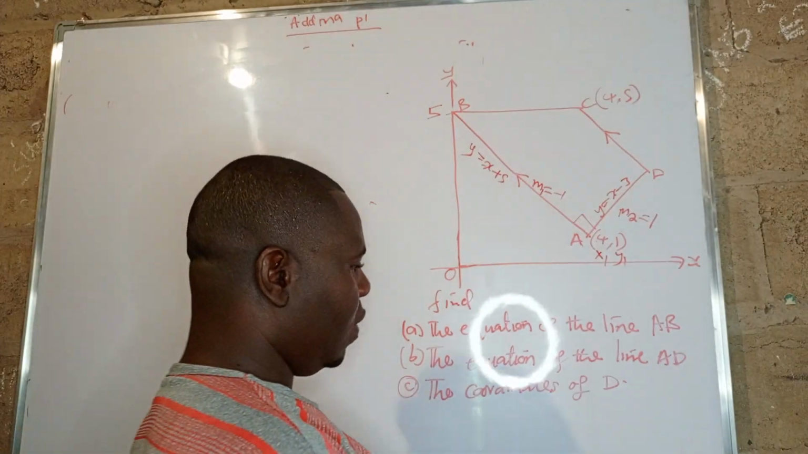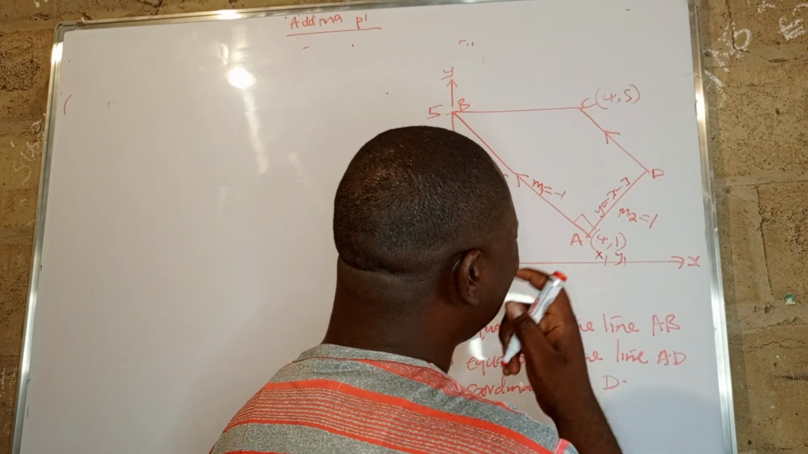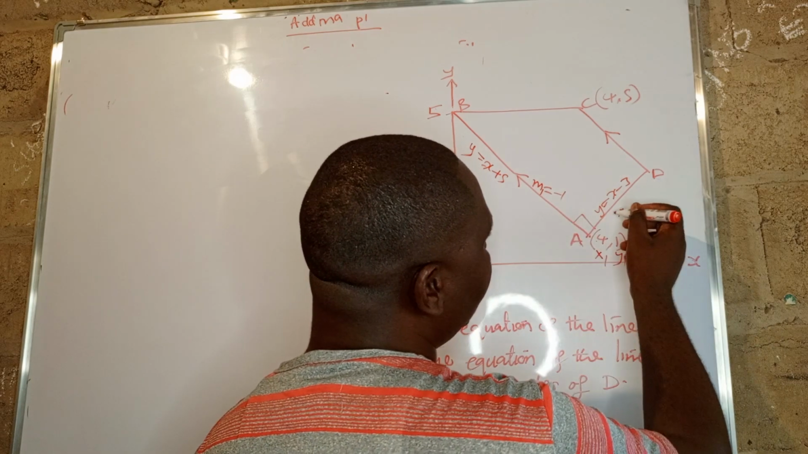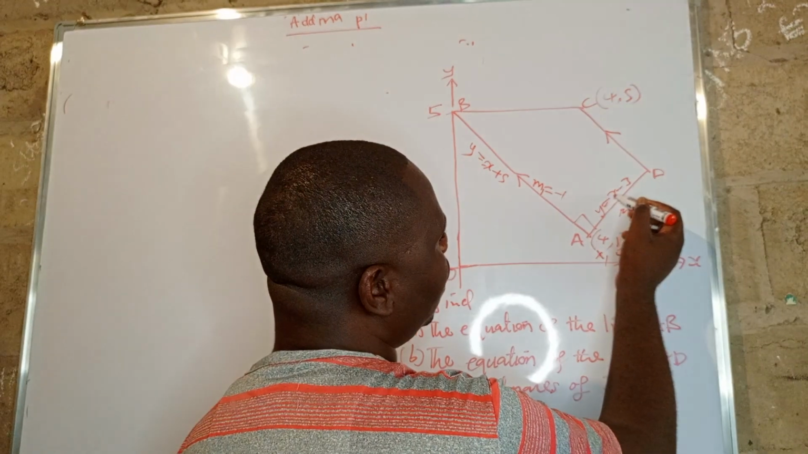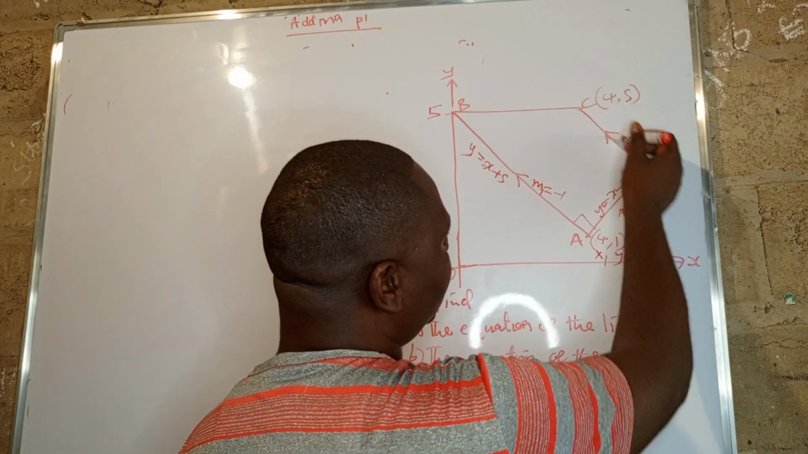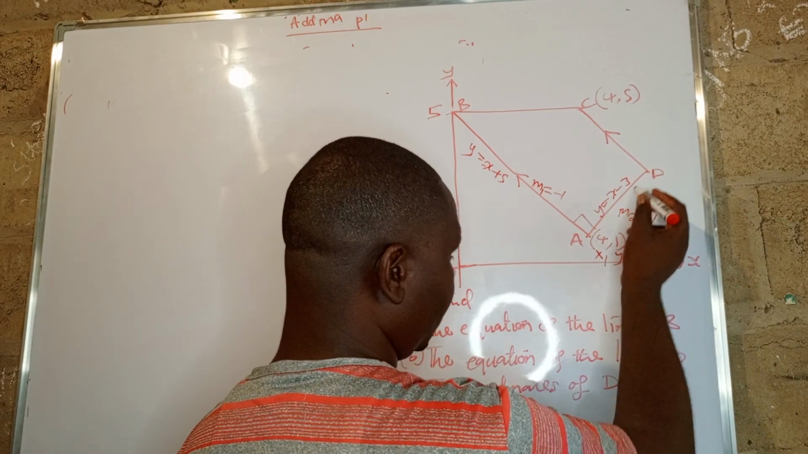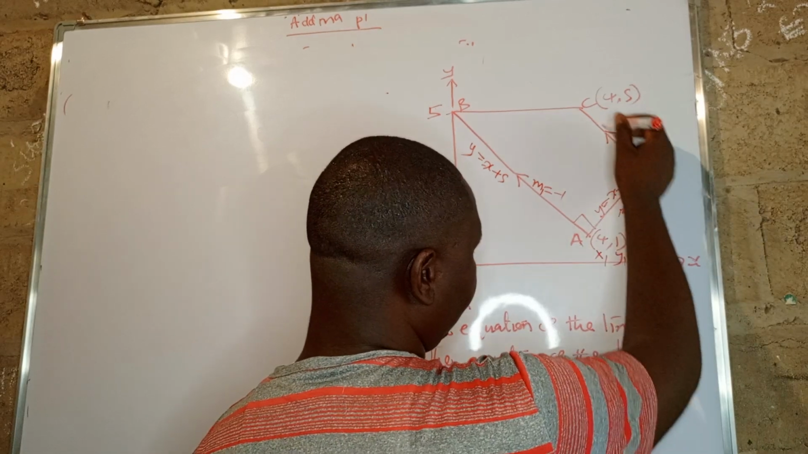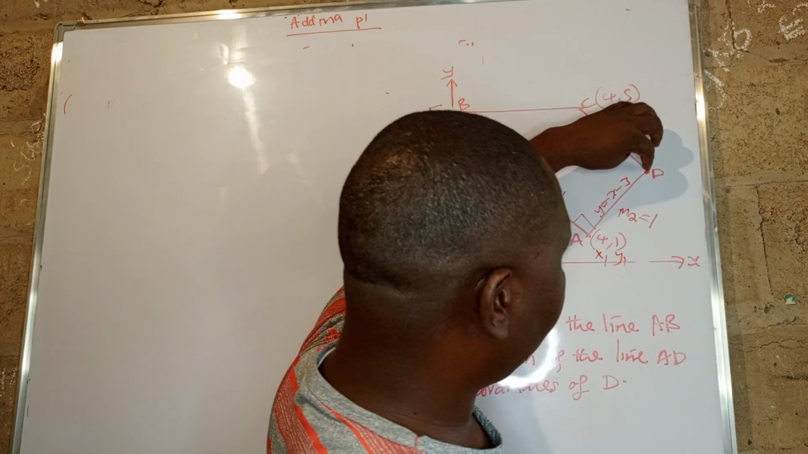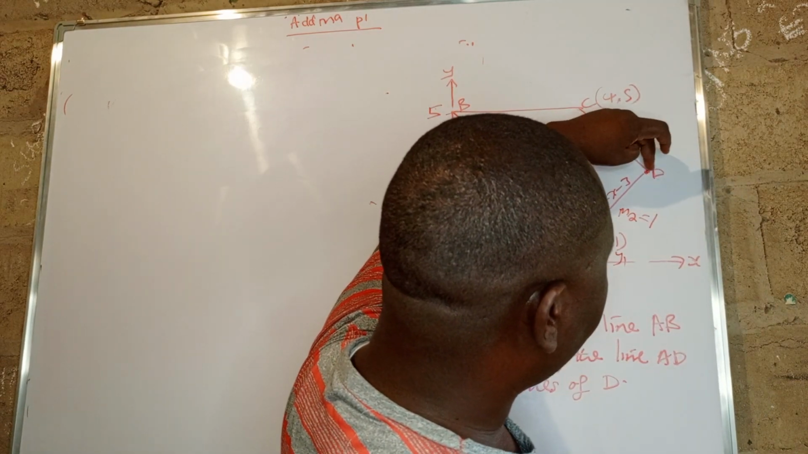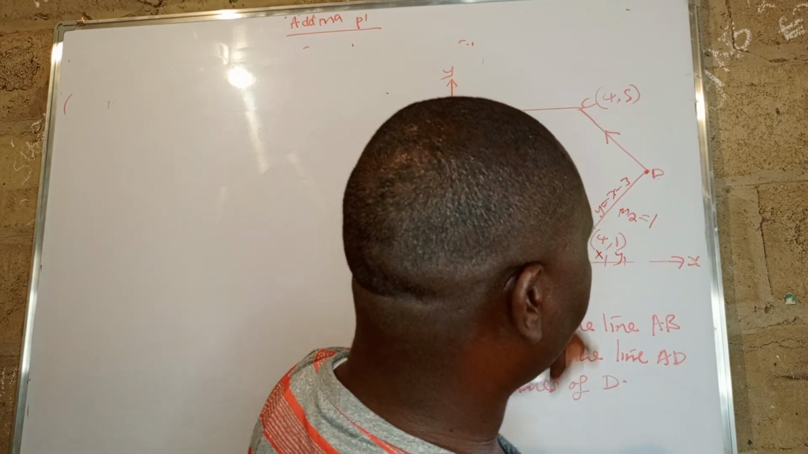The coordinates of D. They want us to find the coordinate for this point D. First we need to know the equation for this one, which we have already found, which is y is equal to x minus 1. Then the equation for this one, because point D is the point where this line and this line meet. So for us to find point D, we need to solve the equation for this line and this line simultaneously, so that we can come up with this point.